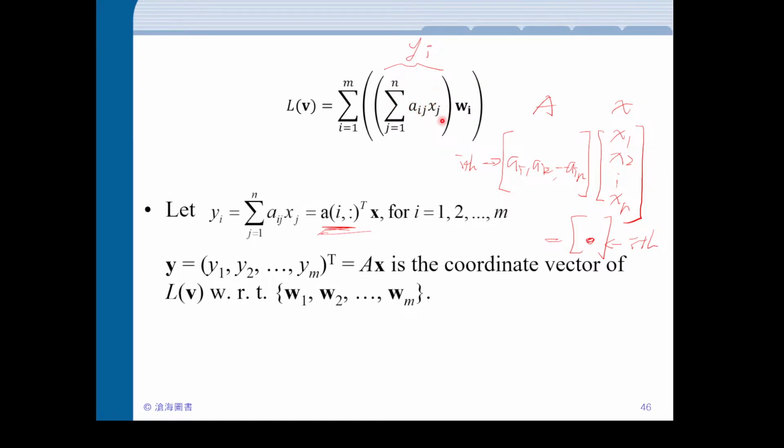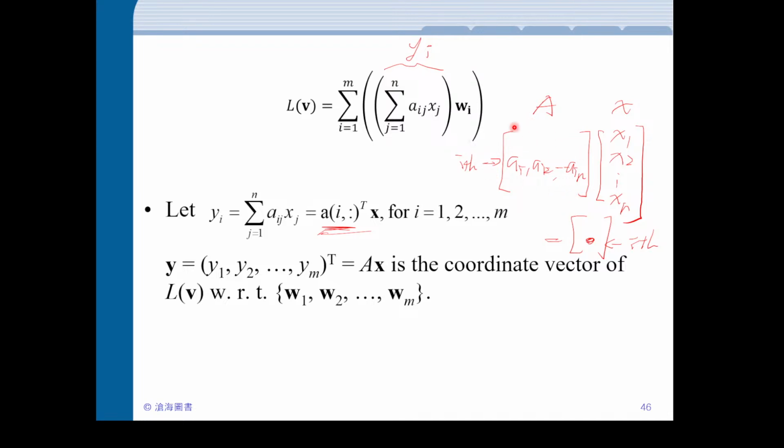So this sum of Aij Xj is just a number depending on j, and we can call it Yi, and we see that this is just the coordinate of L of V. So Yi will be of this form, and we see that it works out. Yi is equal to this sum of Aij Xj, and that's exactly the ith element of this A matrix multiplying on your X vector here.